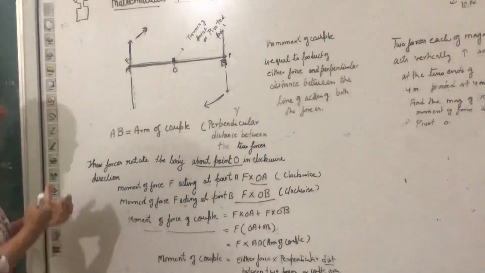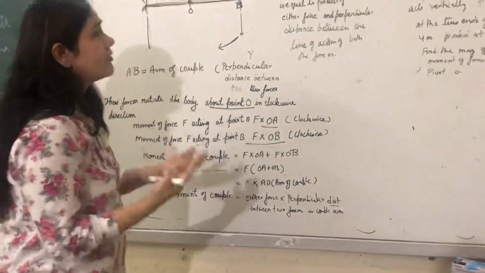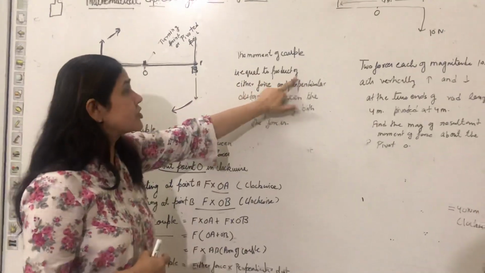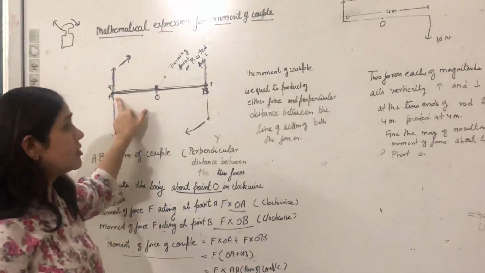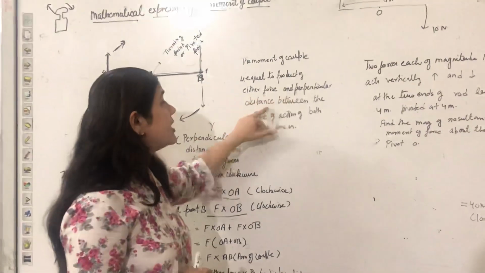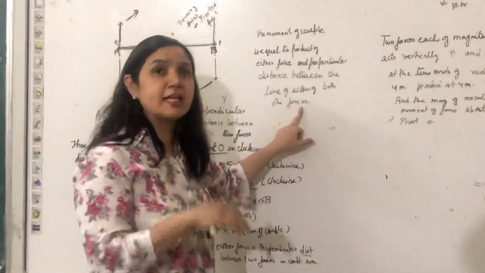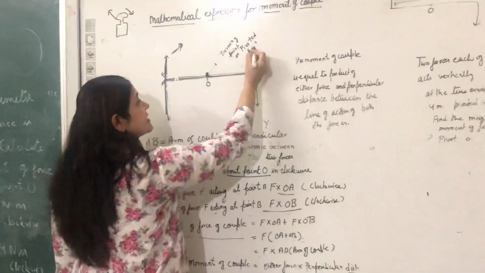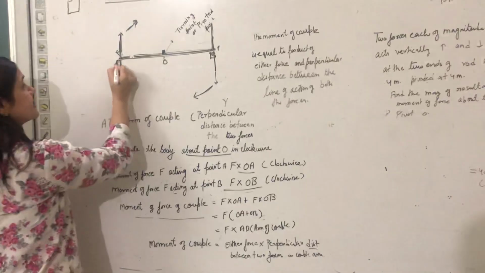Now, how will you write the definition of the moment of couple? What is the definition of moment of couple? It is equal to the product of either force, you can take any force, and the perpendicular distance between the lines of action of both the forces. That means this is the line of action of one force and this is the line of action of the other force. So there are several words for this AB.